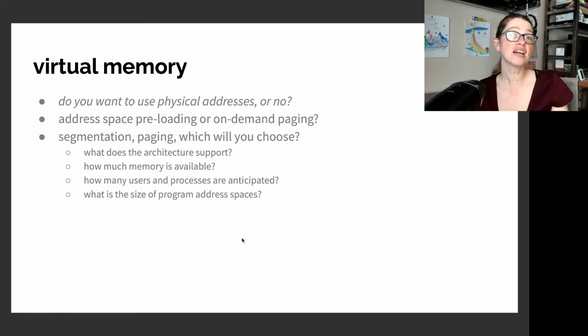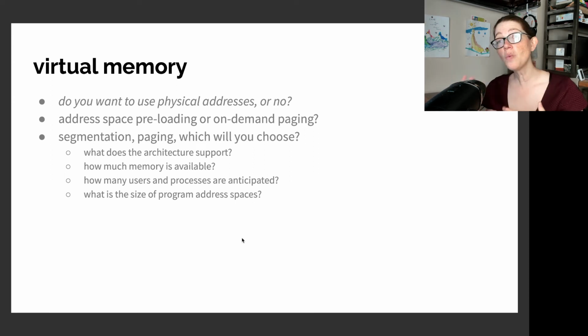Because if your architecture does hardware managed TLBs, then you are going to have the page table format dictated to you by the hardware. This is why there's a lot that happens with the design of an OS. So first off, with choosing which method, you have to know what your architecture supports. You need to know how much memory is going to be available.